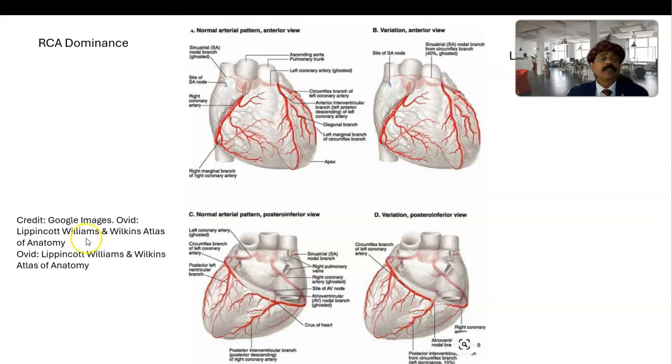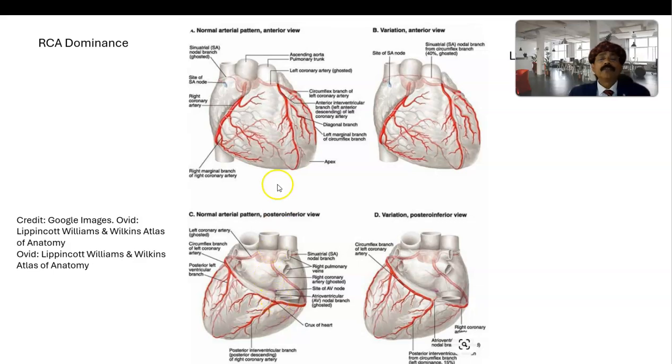So here is the image. I have taken this image from Google. Here, this is the source. This is the common normal arterial pattern. Here, the right coronary artery has the branch, the posterior interventricular artery. The posterior interventricular artery or posterior descending artery, same thing. This is the posterior descending artery. Here is the posterior interventricular branch of the right coronary artery, also called posterior descending artery. This is the AV node that is supplied by this.